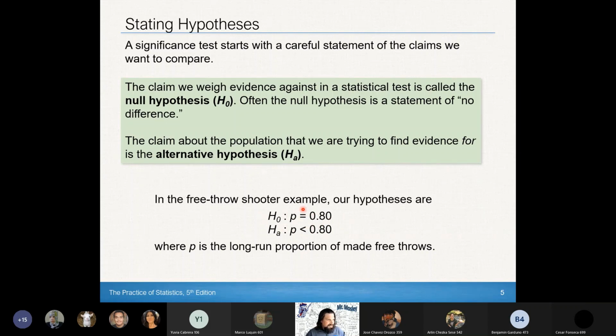Our null hypothesis is equal to what the basketball player's claim is, so to say. And then the alternative is what we're trying to find evidence for. We think he's over-exaggerating. Right? And we're also clearly identifying what P represents. P is the long-run proportion of made free throws. That's all needed when stating your hypothesis. You need to be very clear and specific. Right? If you need a moment to write anything down, can you please raise your hand?